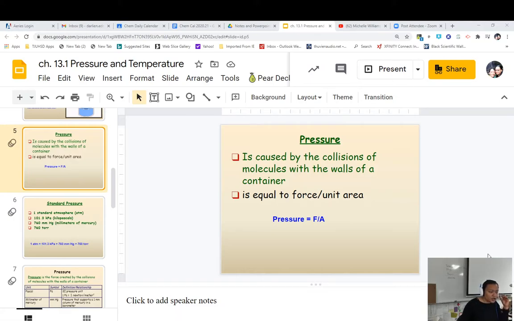All right, so just a quick review of what we talked about last class. We had been discussing pressure, and we came to the definition that pressure is caused by collisions of molecules with the walls of a container. So, specifically, what we were talking about was air pressure.